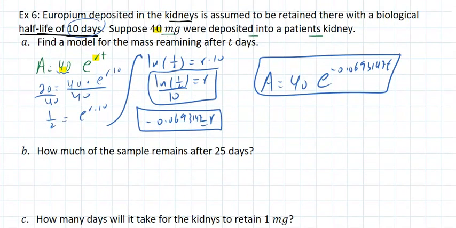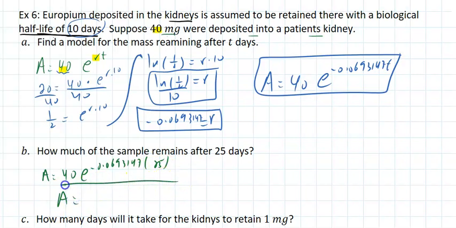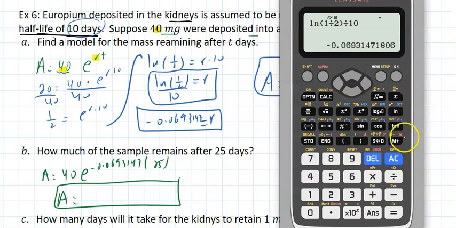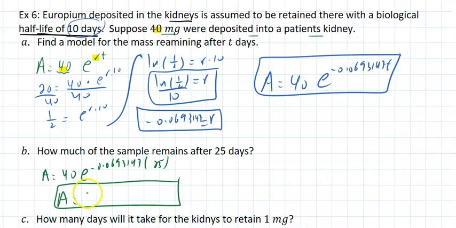Well, first things first. How much of the sample will be retained after 25 days? A will be 40 e to the negative 0.0693147 times 25. The amount of milligrams remaining in the system. And they do this to test certain things in the kidney. 40 e, remember, my answer still holds that value I just did, times 25, 7.07 milligrams.